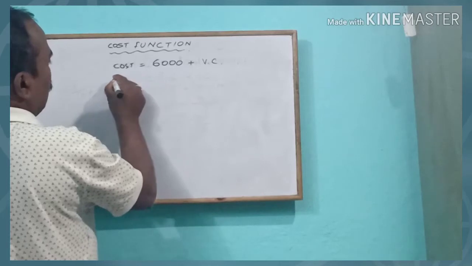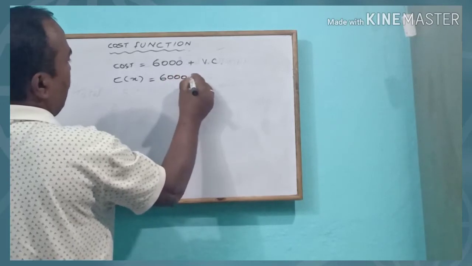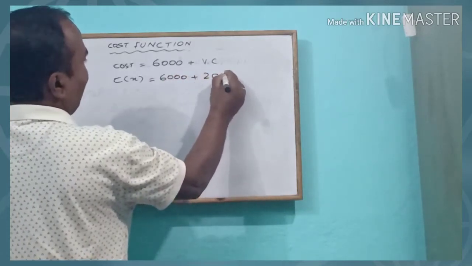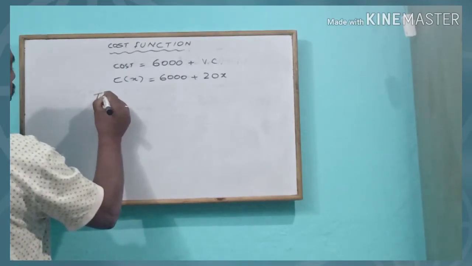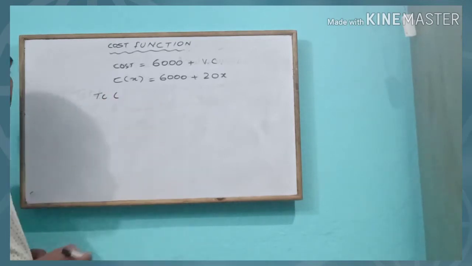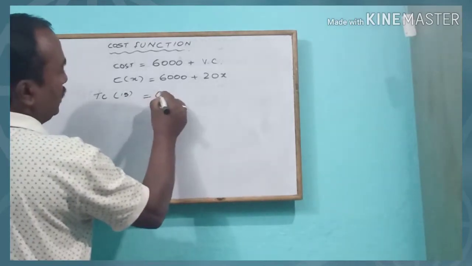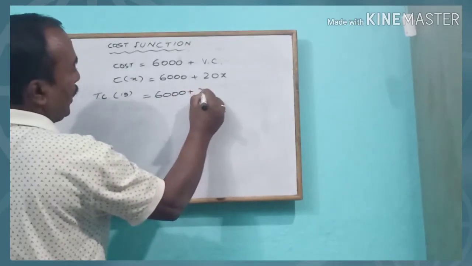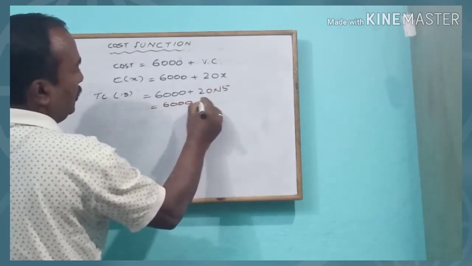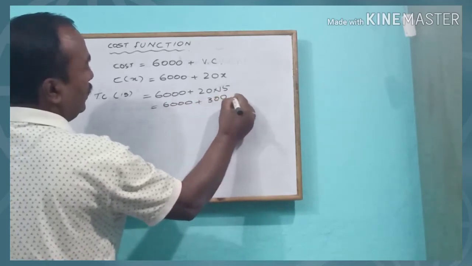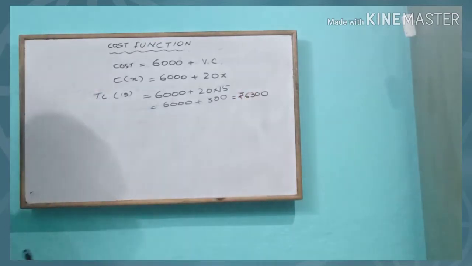So cost function is 6,000 plus 20x, where x is the number of units produced. Therefore, total cost of producing 15 units will be 6,000 plus 20 into 15. That is 6,000 plus 300, that is rupees 6,300. This is the total cost.